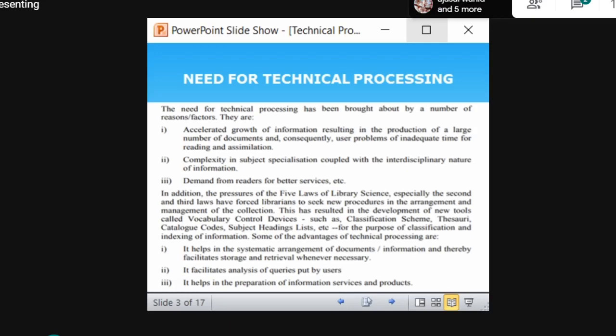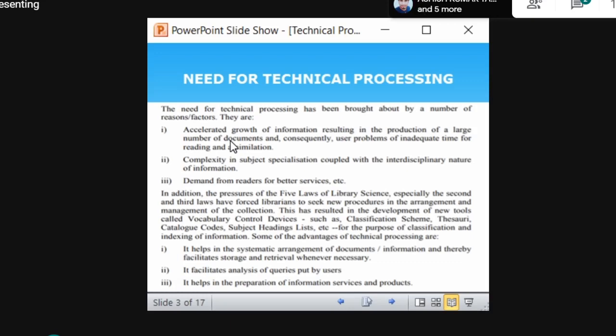So technical processing is very essential because of the complexity in subject specialization coupled with the interdisciplinary nature of information. As I told you, we are using statistics in library science. Bibliometrics is a combination of statistics as well as bibliography, which is a part of library science. So it is interdisciplinary, right? It is not purely library science, it is not purely statistics. It is interdisciplinary research, right? So when lots of interdisciplinary and multidisciplinary research is coming out, and we are not grouping it and not classifying it properly, it will be difficult for the users to retrieve it. Hence technical processing is very much required.